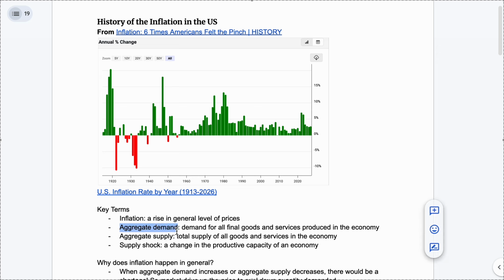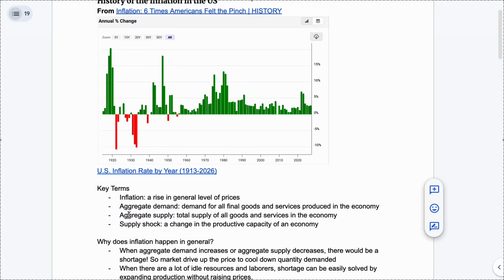So that is inflation, and we have a very important concept, which is aggregate demand. It's demand for all final goods and services produced in that economy. And we have aggregate supply, which is the total supply of all goods and services in the economy. And we have supply shock. It's a change in the productive capacity of an economy. It can be both positive and negative.